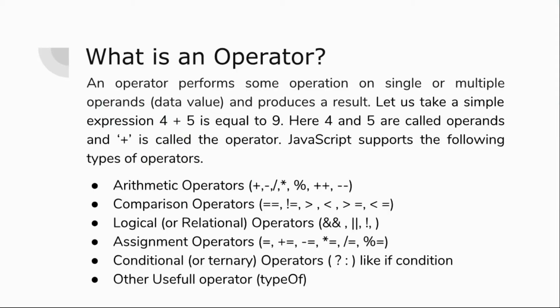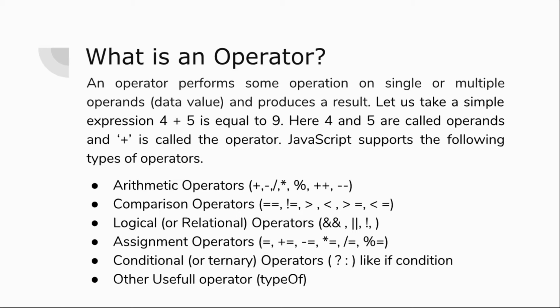What is an operator? An operator performs some operation on single or multiple operands and produces a result. Let us take a simple expression: 4 plus 5 is equal to 9. Here 4 and 5 are called operands and plus is called the operator. When we put plus between 4 and 5, the result 9 comes, and the plus sign is called the operator.